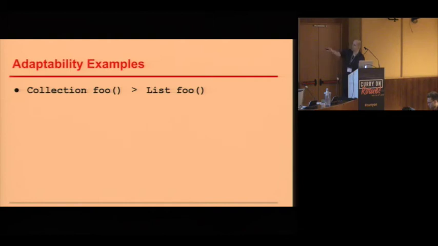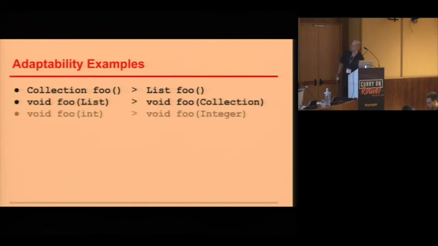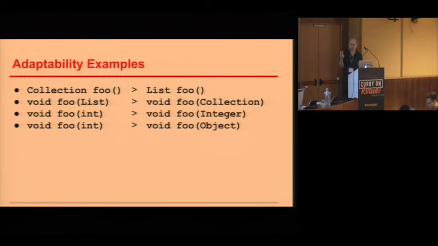A method foo that returns a collection is adaptable to foo that returns a list, because it's a subtype. We can also generalize the parameter type, or box the parameter. Here we first box it, and then we generalize it, so we can actually compose those conversion rules. That's really what the reachability is doing. So there are a couple of examples for this.